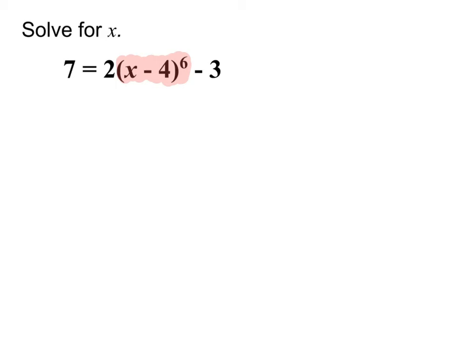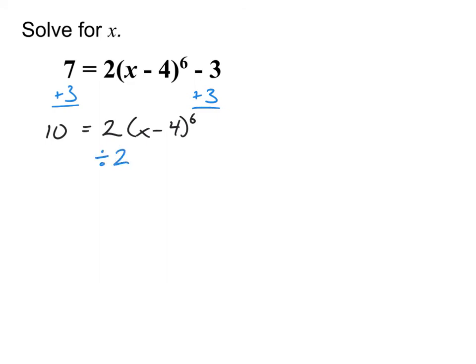Well, in order to do that, I want to get rid of the minus 3 first, because we always get rid of the addition subtraction first. So I'm going to go ahead and add 3 to both sides of my equation here. And then I can look to get rid of the 2. Since the 2 is just written out front of the parentheses, it's multiplying it. And so to get rid of it, I will divide both sides by that 2. So we've now successfully gotten the x minus 4 to the power of 6 by itself.